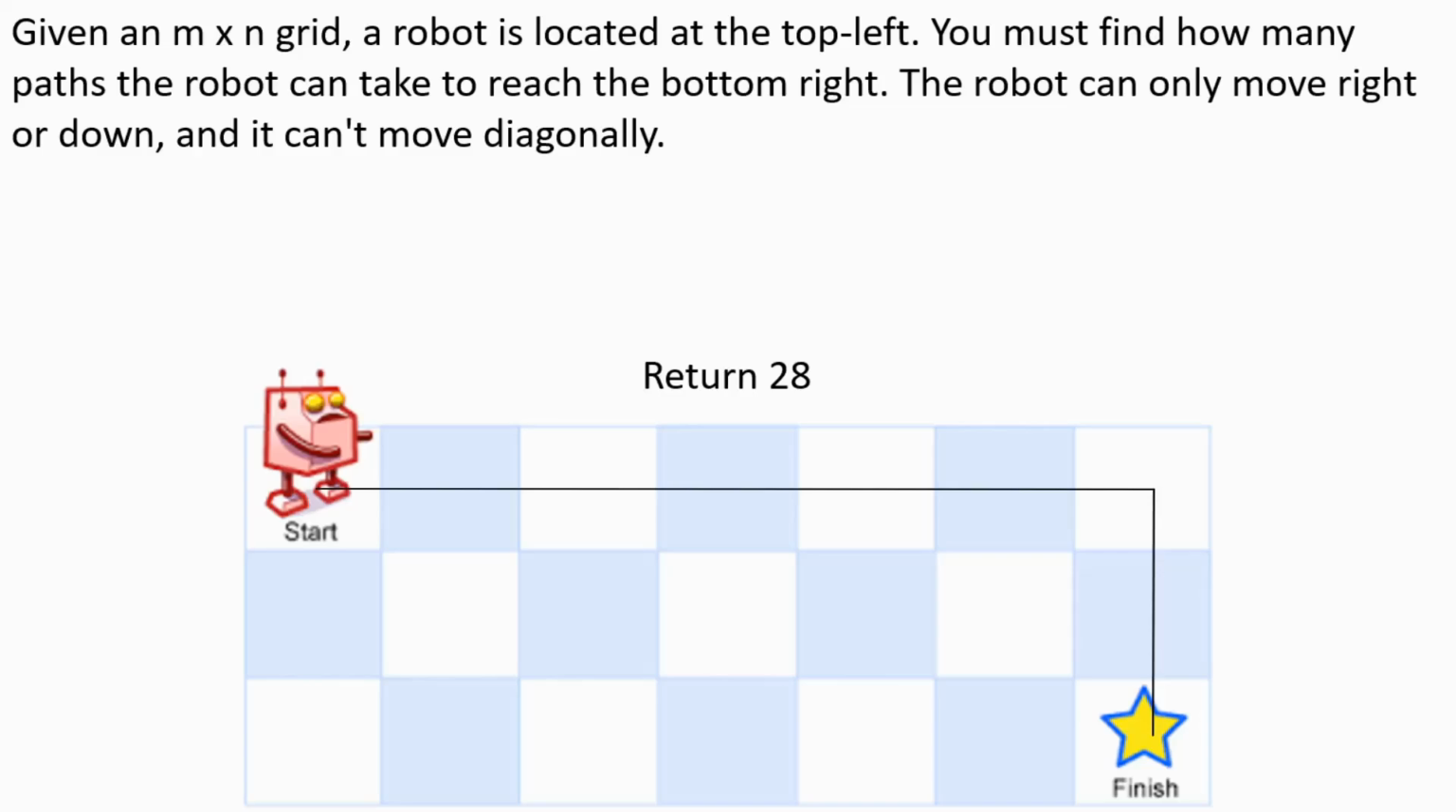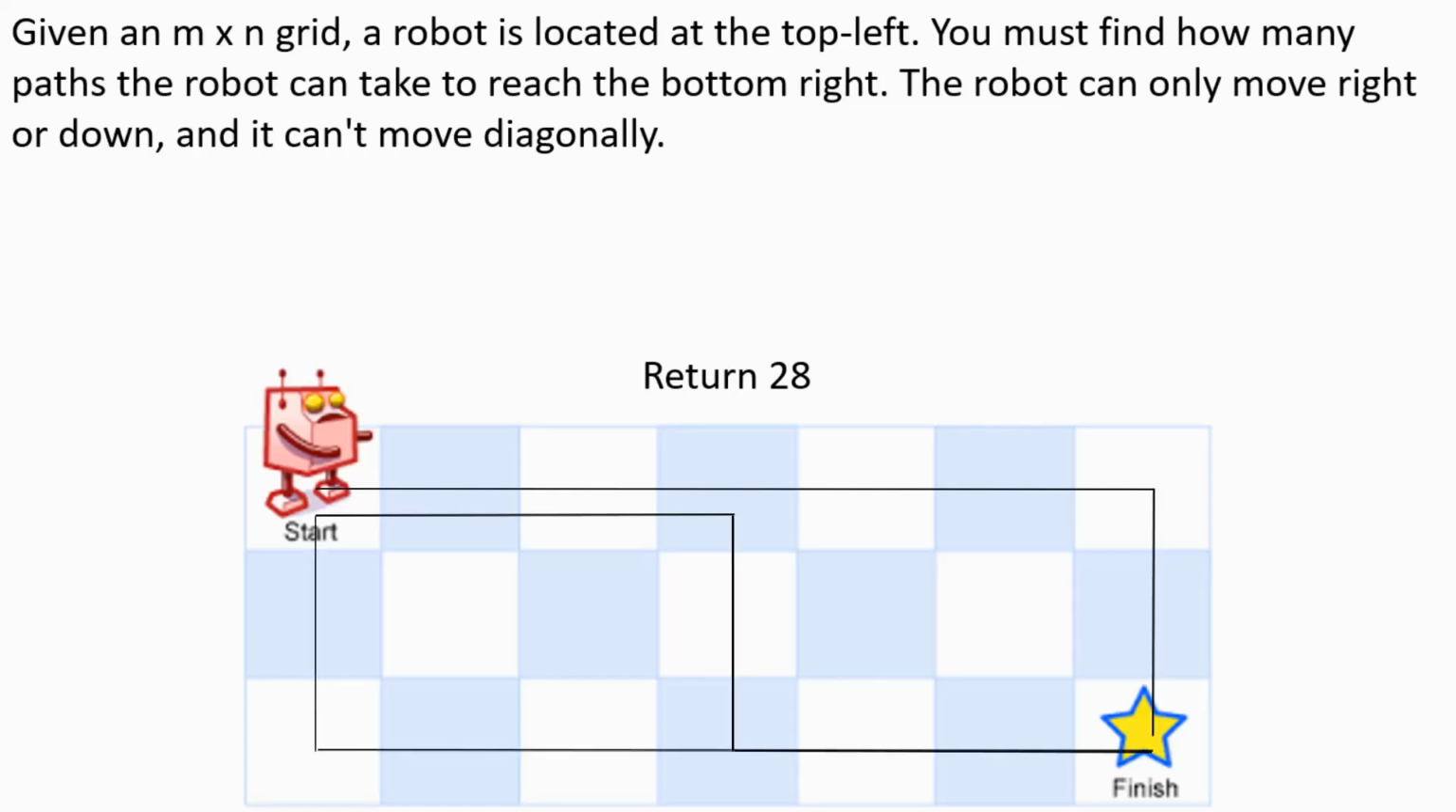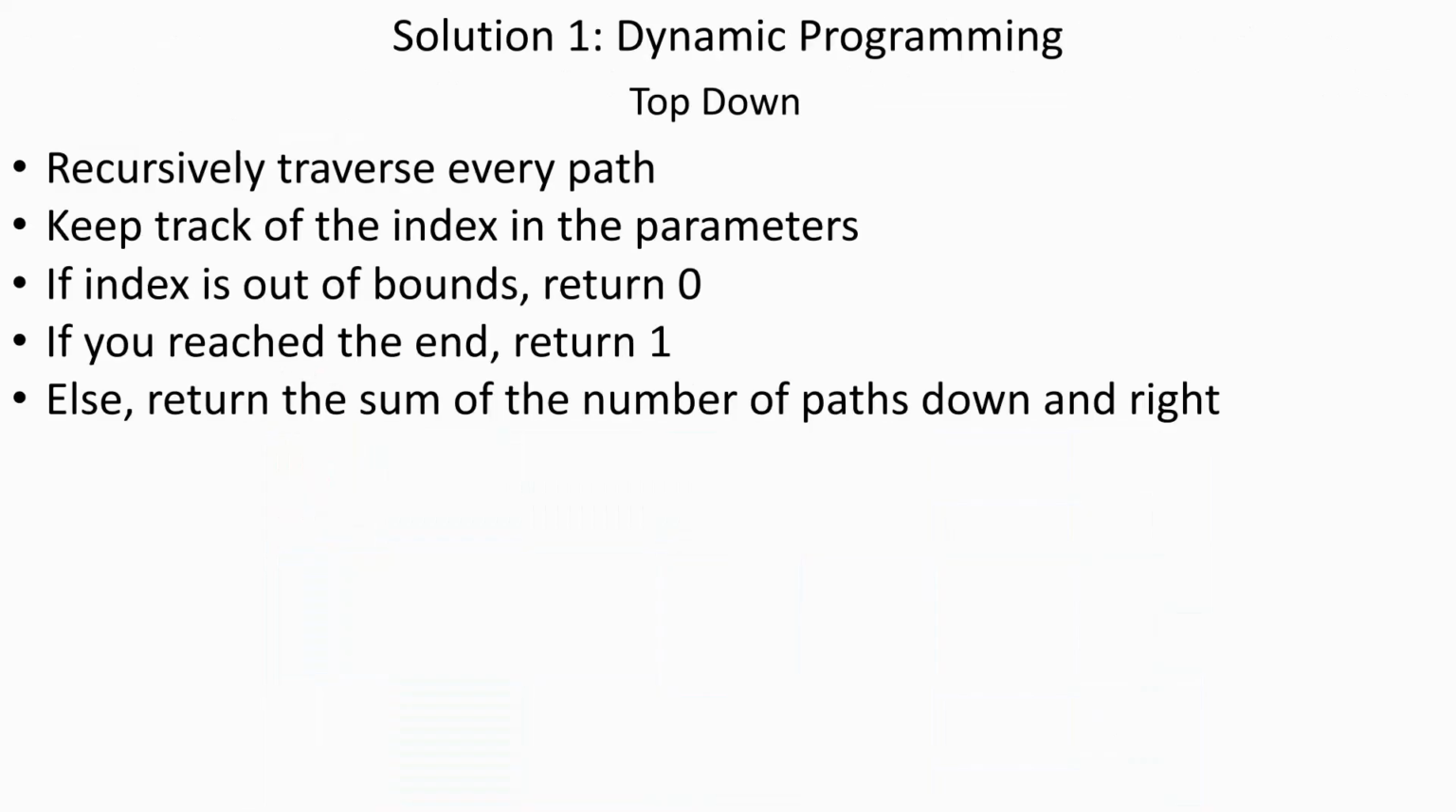The robot starts at the top left. One way it can reach the bottom right is if you go all the way right and all the way down. Another way you can reach the bottom right is to go 4 right, 3 down, and 4 right again. Another way is going all the way down and all the way right. There are in total 28 possible ways, so you return 28.